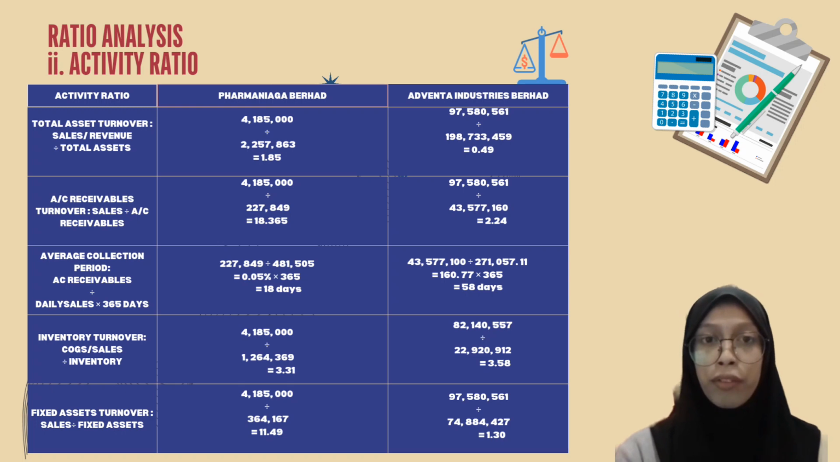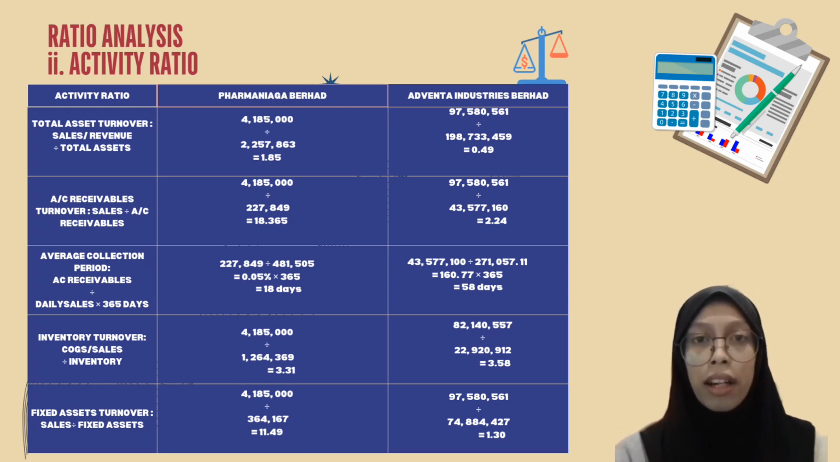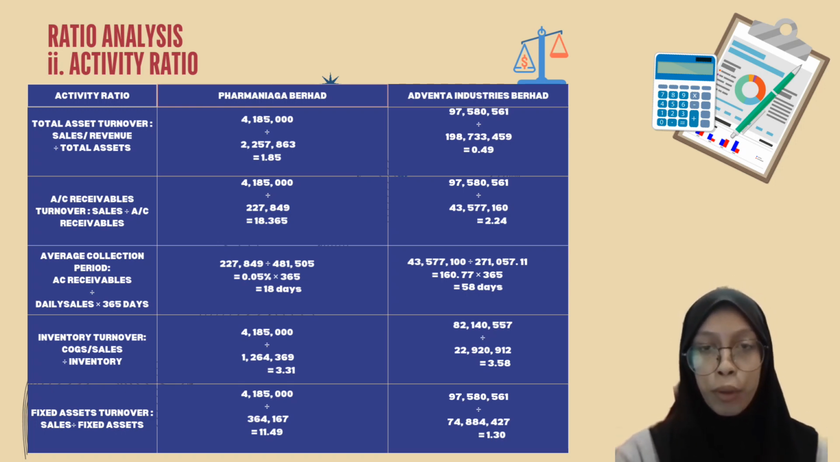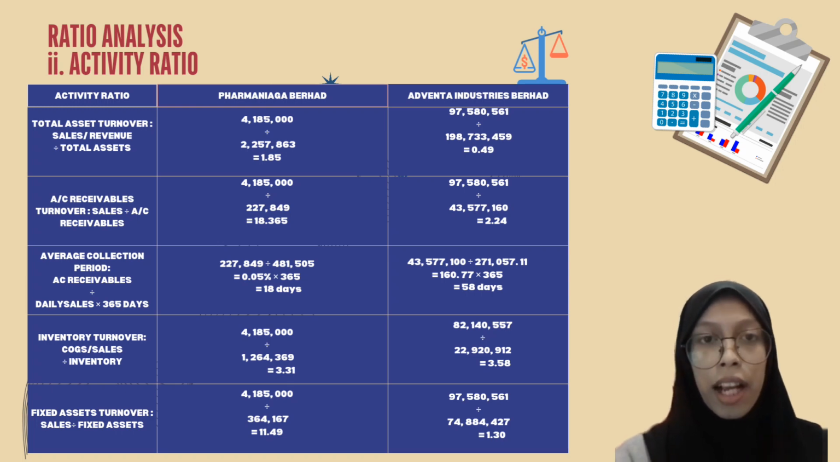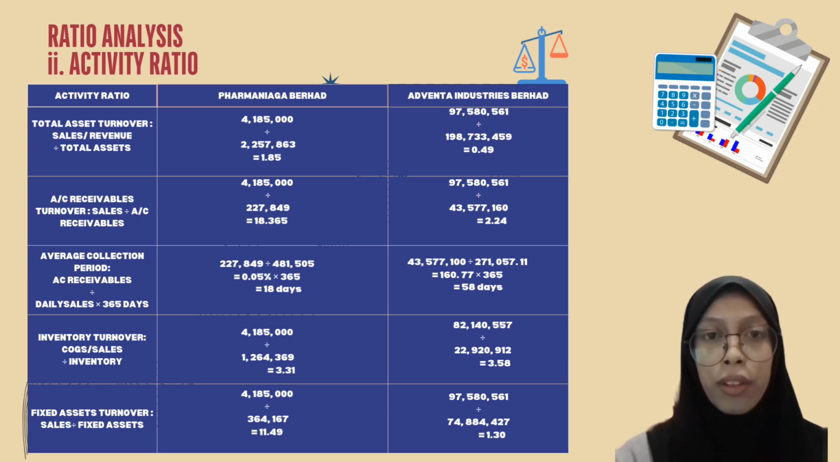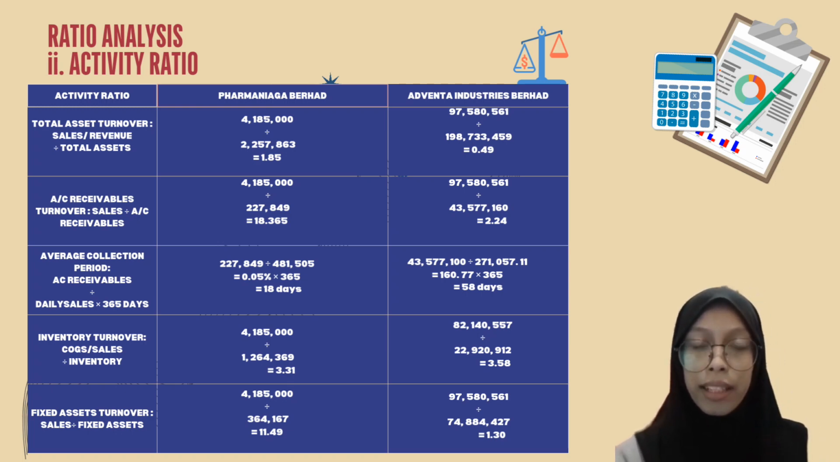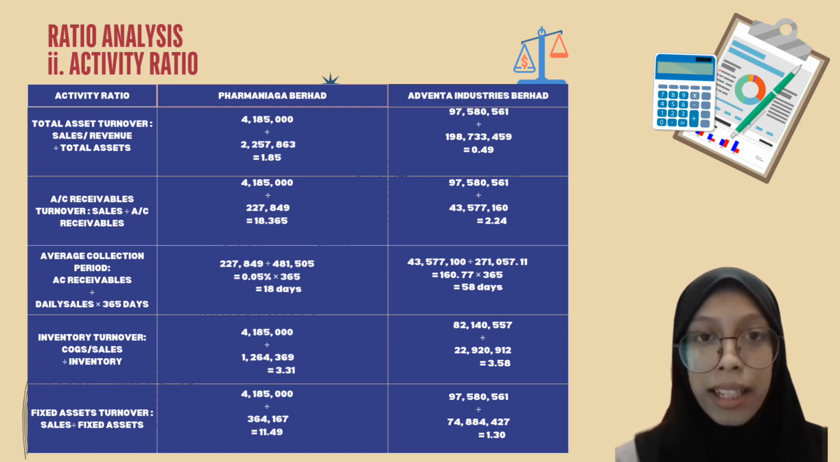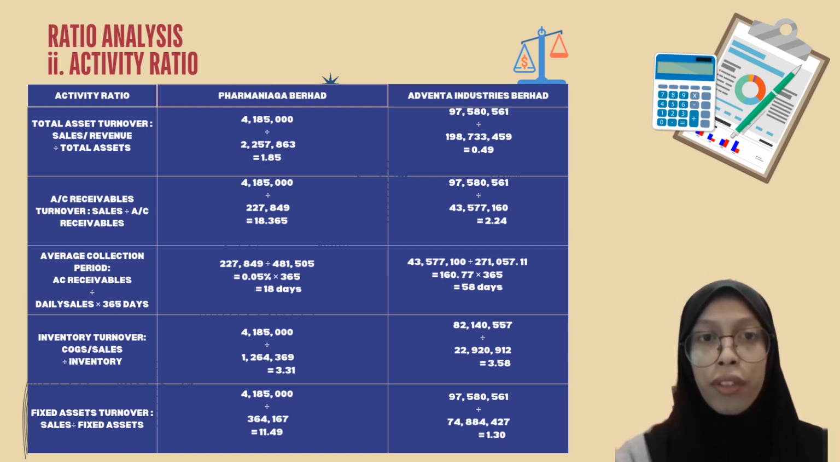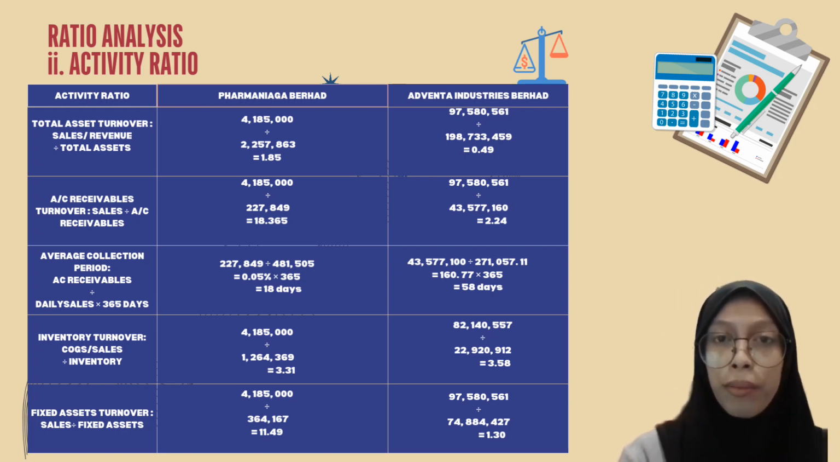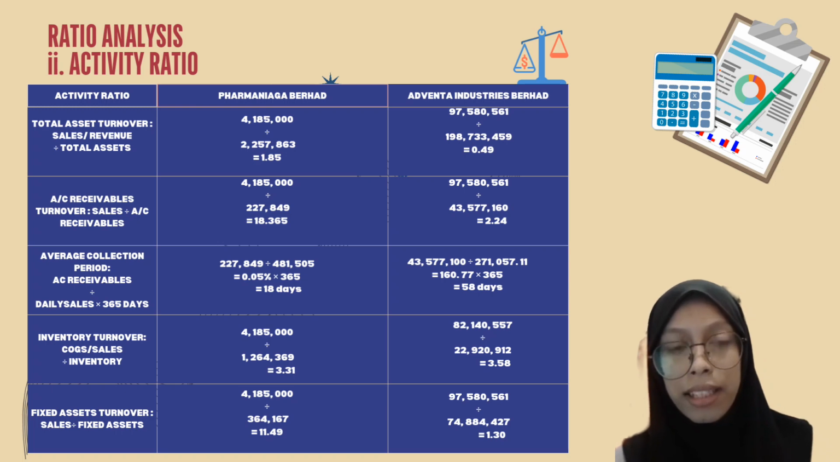Account receivable turnover for Niaga is 108.365, decreased to 2.24 for Avanta Industri. Average collection period for Niaga is 80 days, decreased to 58 days for Avanta Industri. Inventory turnover for Niaga Berhad is 3.31, increased to 3.58 for Avanta Industri.